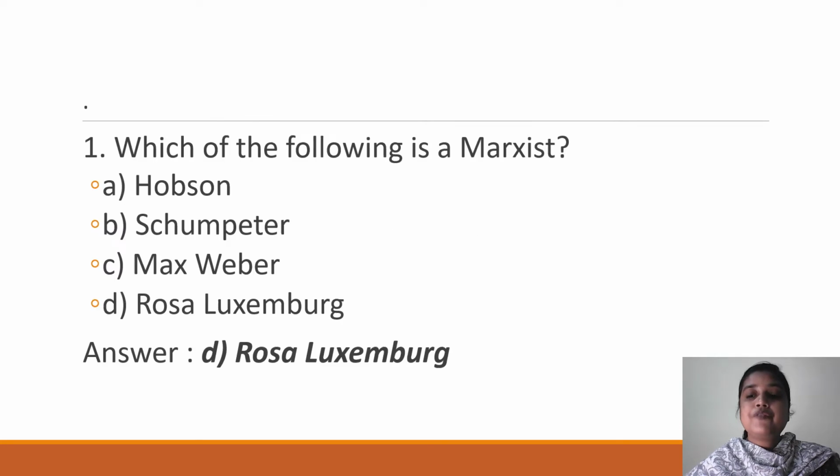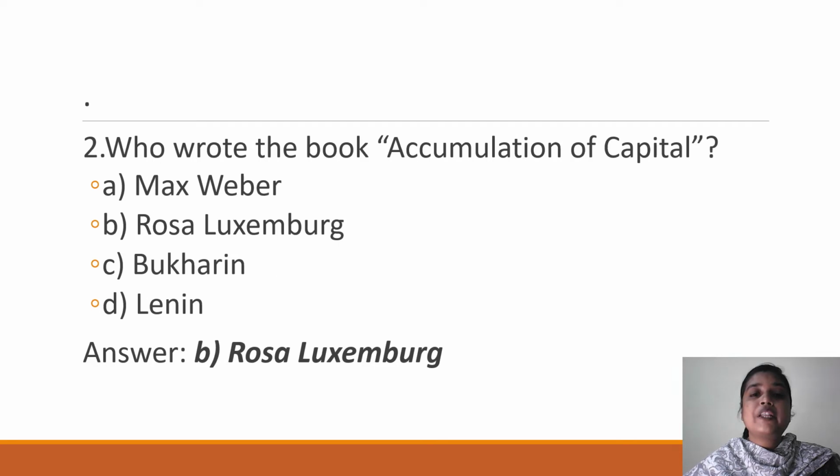The first question was, which of the following is a Marxist? Hobson, Schumpeter and Max Weber were liberal theorists of imperialism, and therefore the correct answer for this question is D. Rosa Luxemburg. She was a classical Marxist theorist of imperialism. The next question. Who wrote the book Accumulation of Capital? Once again, the answer is Rosa Luxemburg, option B. Rosa Luxemburg had written the book Accumulation of Capital.